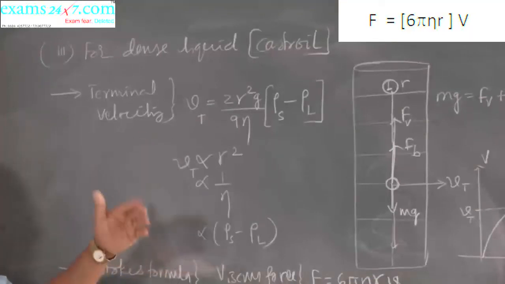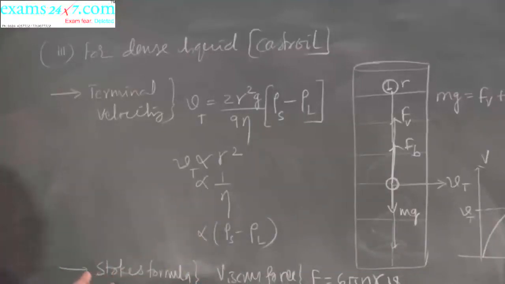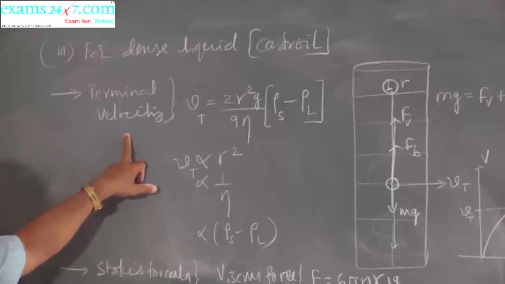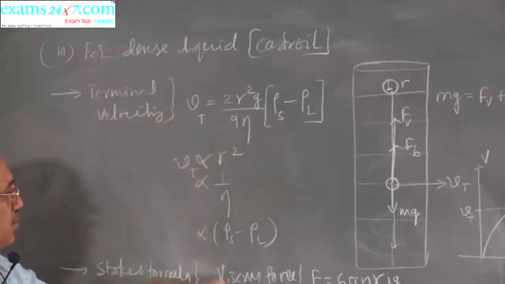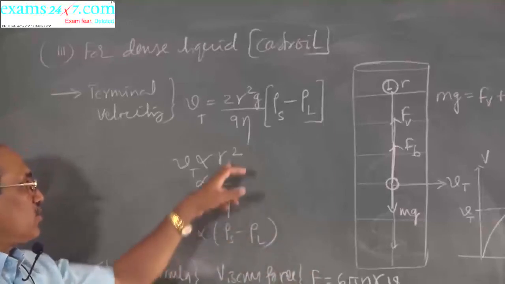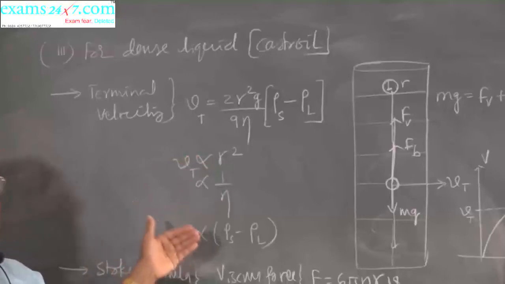As in low viscosity liquids, we have seen two things. Number one, Newton's formula gives the viscous force. Poiseuille's formula gives the volume of liquid flowing out per second. This one gives the terminal velocity expression, and the importance of terminal velocity is to understand the viscous force and what factors terminal velocity depends on. These play major roles in the questions asked in entrance papers.